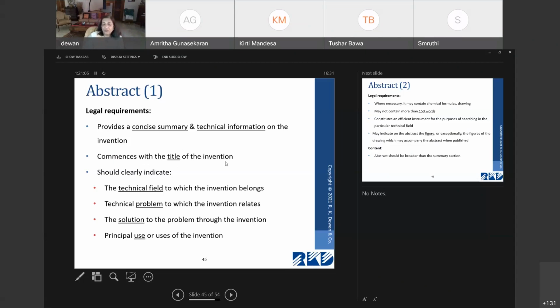It will also very briefly talk about the solution to the problem through the invention, and maybe the principal use or uses of the invention. Here in the abstract, this is the legal requirement: in the title and field we said that we should not talk about the solution, and even in the objects we talk about the technical field, we don't talk about the solution. Here in the abstract we talk about the technical field, the problem, the solution, and sometimes the principal use or uses of the invention.